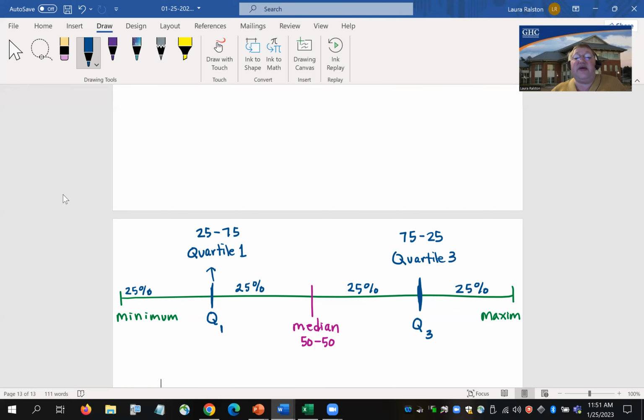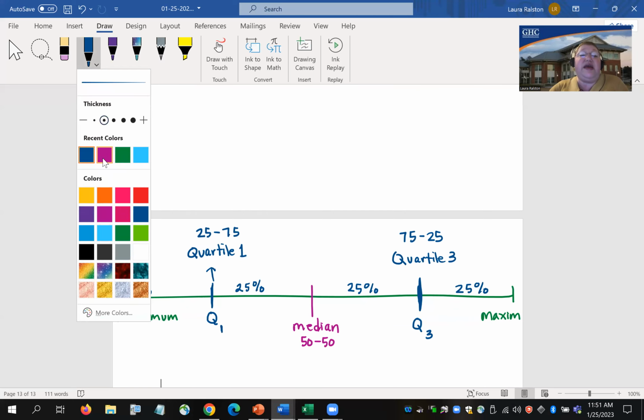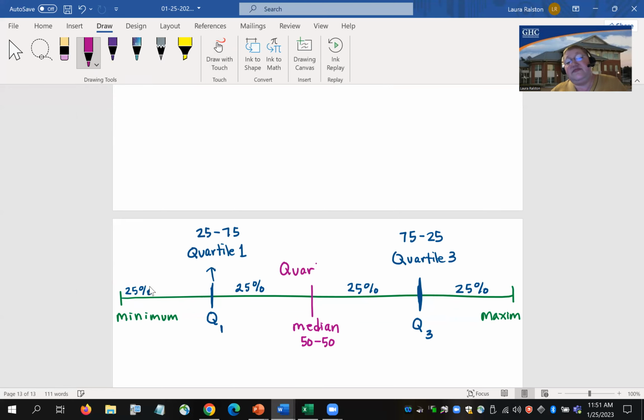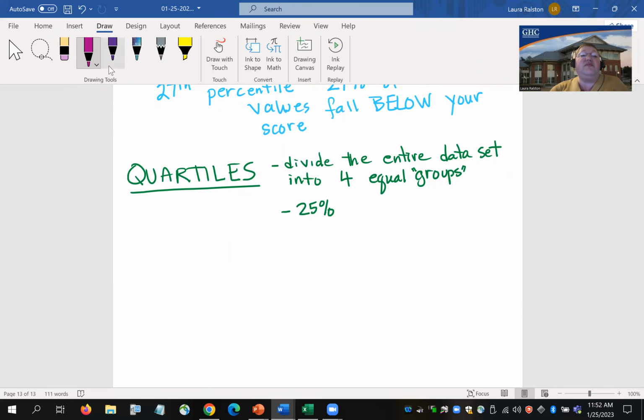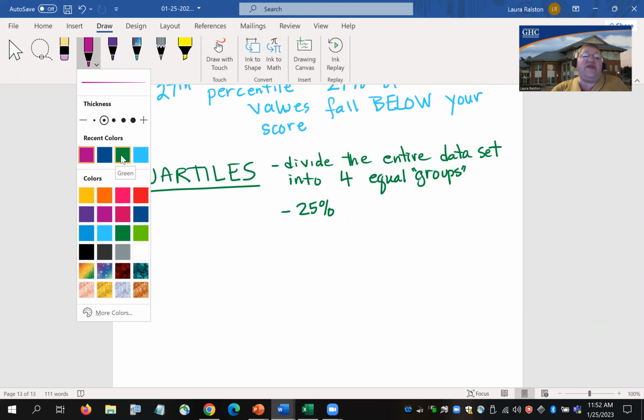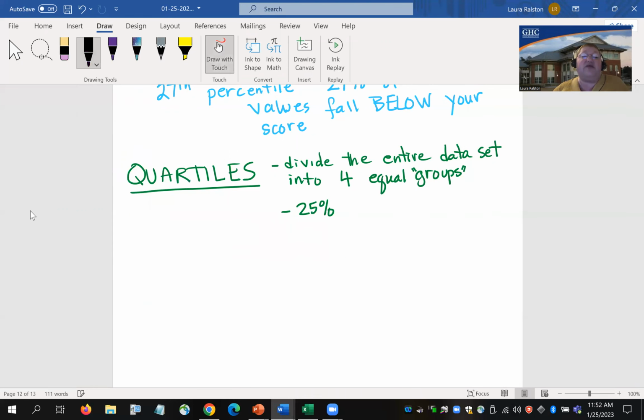Again, the one in the middle we call the median. It could also be referred to as quartile 2. Most times we're going to call it the median, but it can also be called quartile 2. So the quartiles divide it into 4 groups. There are probably different methods, but Minitab will calculate this for us.